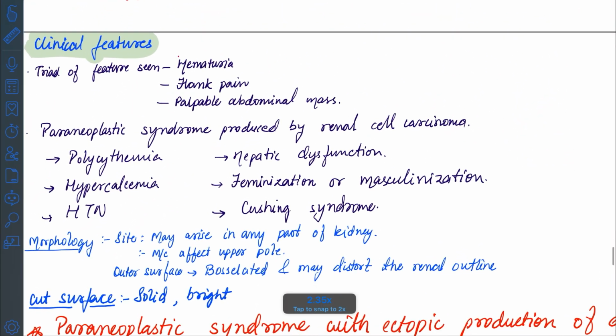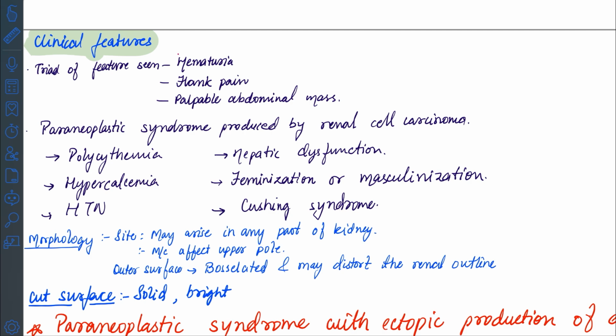Talking about clinical features, patients of renal cell carcinoma usually present with a triad of features characteristic of RCC. They are hematuria, flank pain or costovertebral angle pain, and a palpable abdominal mass. If we see all these features in a person aged 60 to 70 years, along with one more feature, that is polycythemia, you can make your diagnosis of renal cell carcinoma.